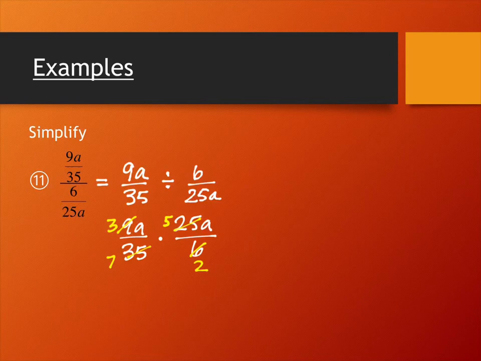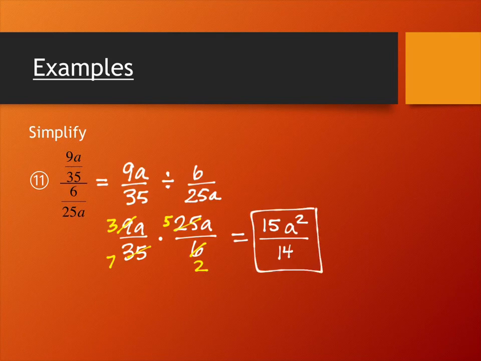So once you get to the point where you've reduced all that can be reduced, we multiply across the top, which gives me 15. I have two a's, so that's a squared over 14. And I'm done.